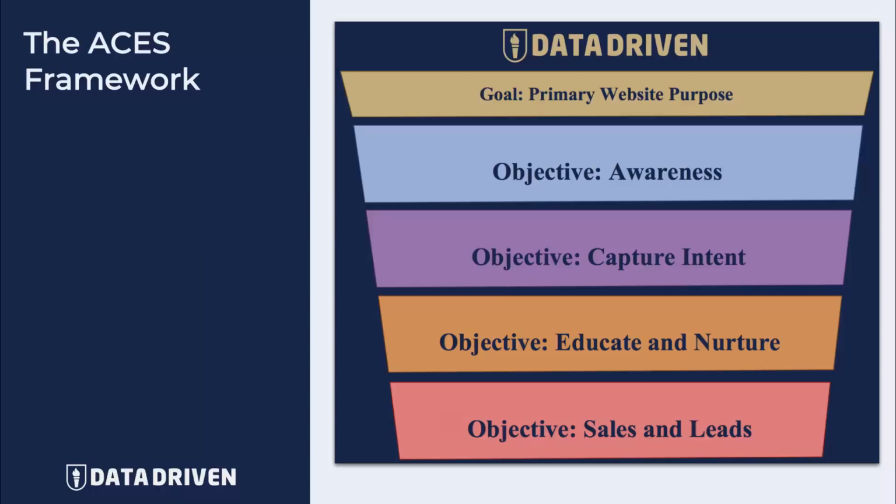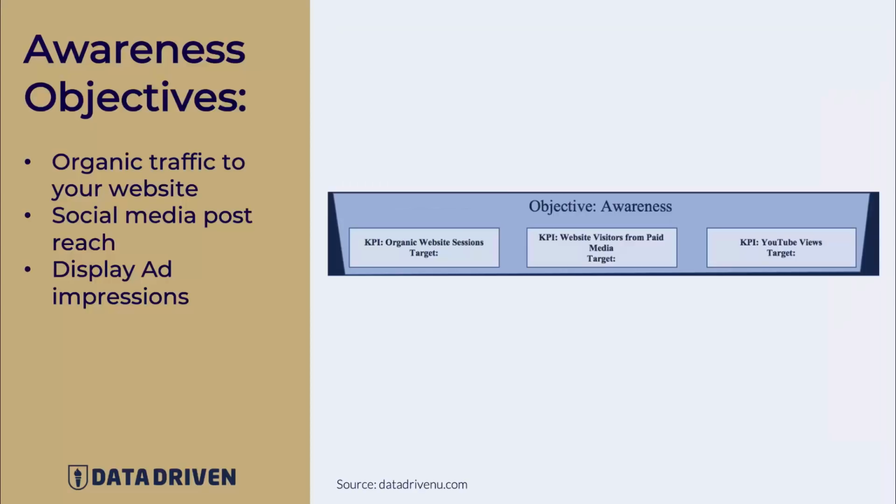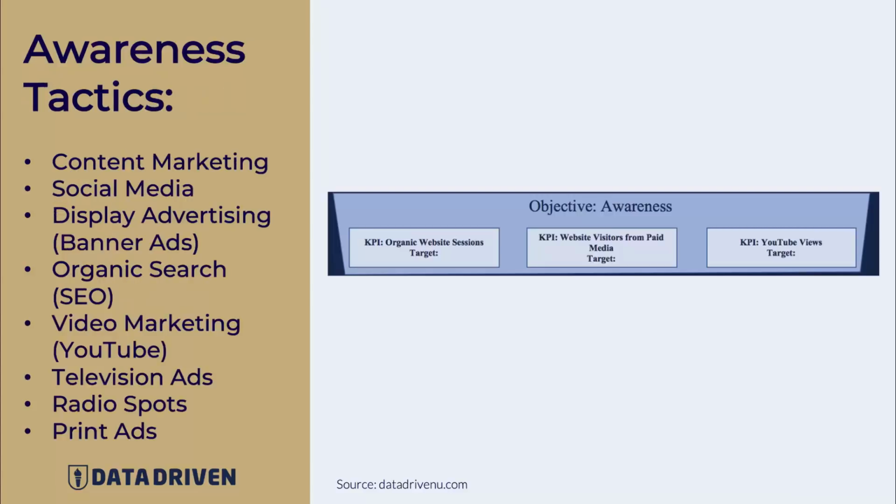And so let me show you what each of these things mean with some more examples. When it comes to awareness, your objectives can be things like getting organic search traffic to your website, reaching more people with your social media posts, or even impressions from display advertising. And some of the common tactics that companies will use for awareness are content marketing, social media, banner ads, organic search, YouTube marketing, television ads, radio spots, and even print ads. These are all ways to draw awareness to your products and services, and it's usually something that happens at the top of your marketing funnel.